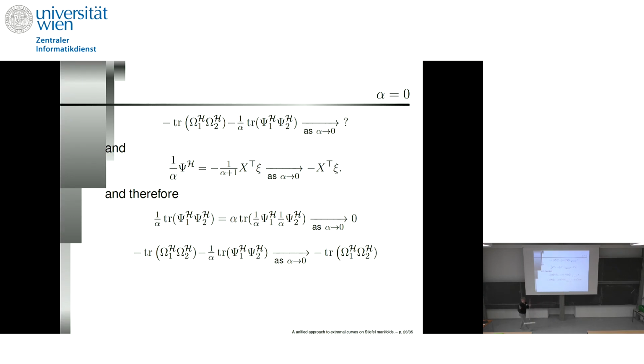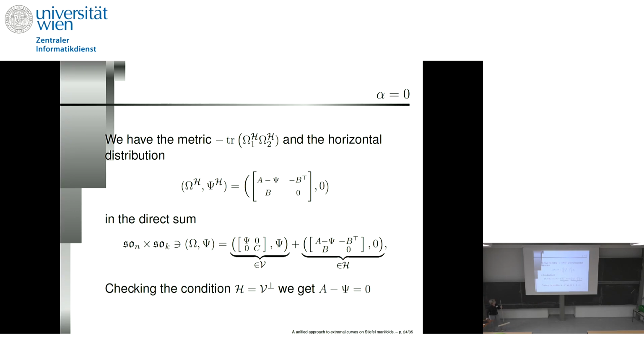Okay, now if we look at what happens with the horizontal distribution in this case, then the vertical part for alpha equal to 0, taking the limit, we have this vertical, we have this horizontal. And if we now apply the property that these V and H, for any psi and A and B, have to be orthogonal, we actually get to the position that A is equal to psi. So this is just 0.